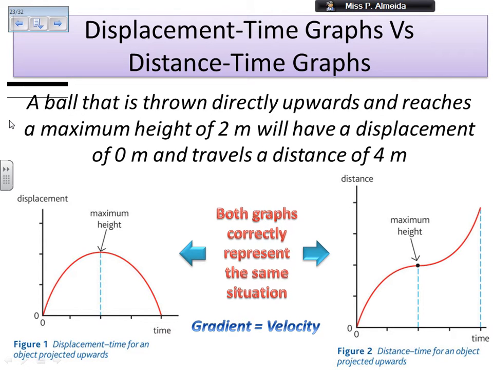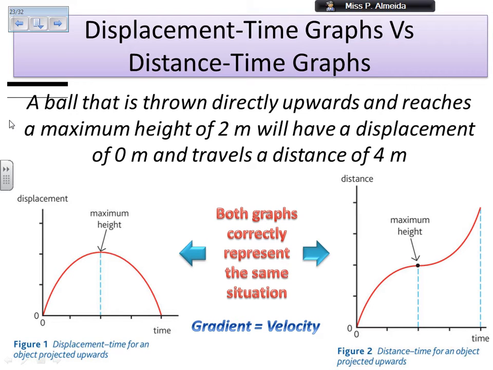So I have here two graphs that represent the same situation, okay? And the situation is, I have a ball that is thrown directly upwards. It reaches a maximum height of 2 meters, and it will have a displacement of 0 meters, and it travels a distance of 4 meters. So what does this mean? I go up 2 meters and I go back down 2 meters. So the distance that I traveled was 4 meters, 2 meters up plus 2 meters down.